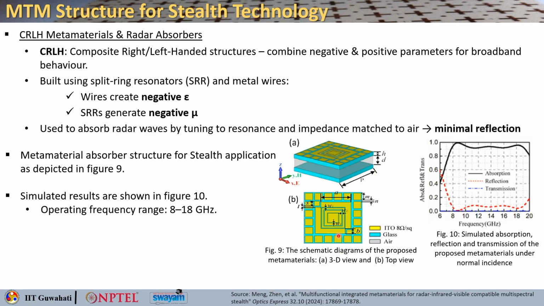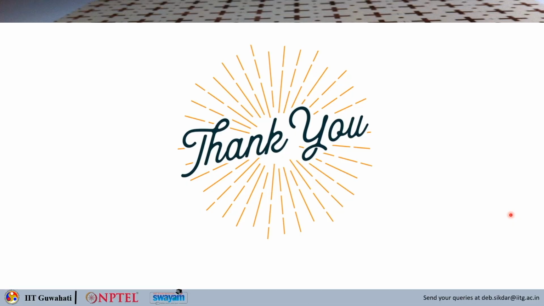This is the top view of the structure. When you repeat this periodically, this is what you get. You can see that the absorption is very high over this entire band. That means whatever radar waves come towards this absorber will get absorbed and very little will be reflected. So that is a big method of RCS reduction, and that is how you can use metamaterials for stealth technology. So with that, we conclude our lecture.